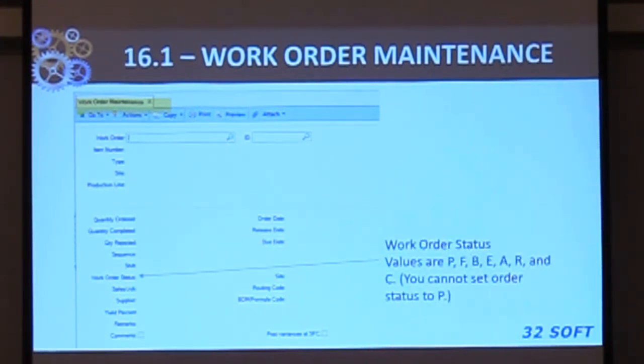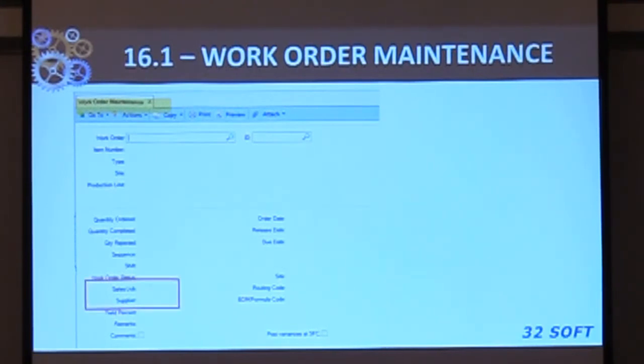And then there's the work order status. Work order status can either be planned, and you can only create a planned order through MRP. There's a firm, batch, exploded, allocated, released, and closed steps. And that's kind of the sequence, or excuse me, the flow of the work order through the system. You can normally associate a work order with a particular sales order or supplier. You can define what the yield percentage is for that work order, and then you can make remarks and comments.